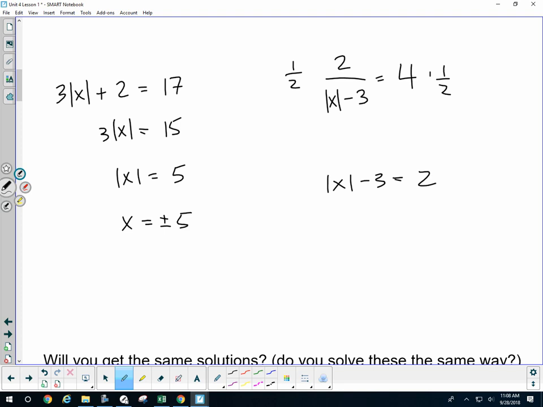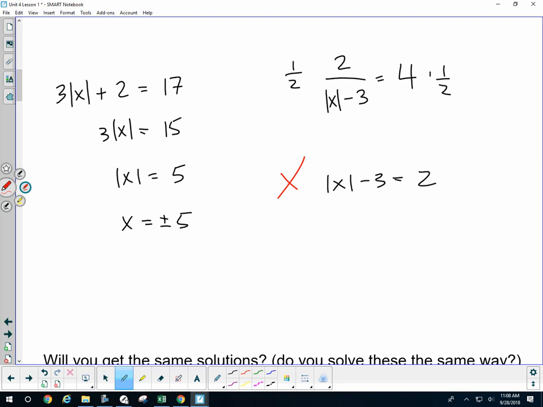Is that correct? No. Discuss with your neighbors, not with the class. So we have to be careful. This is not right. I'm telling you this is not right, and you're going to discuss with your neighbors why it's not right.